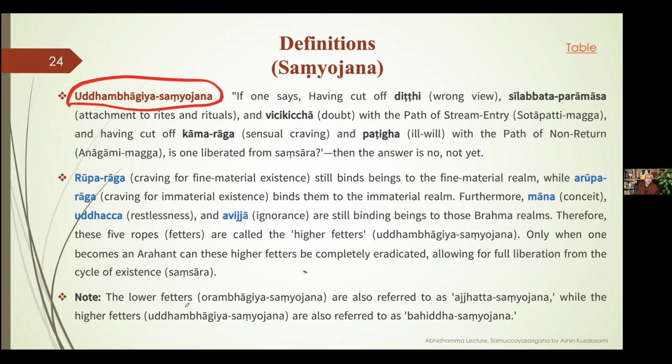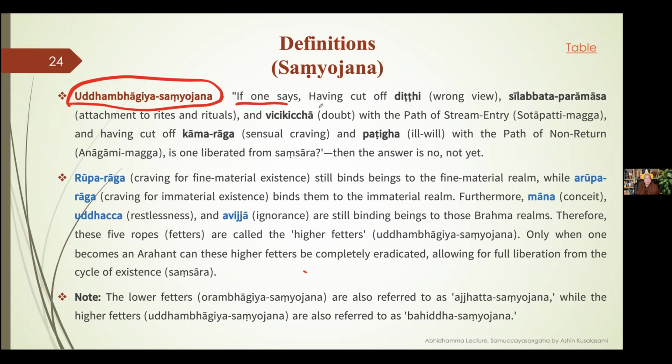And how about the Uddhambhagiya Sanyojana? So I write it here, as it is explained in the commentary. Yeah. So the flow, I use the flow too.